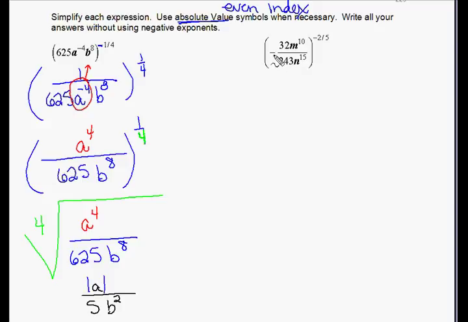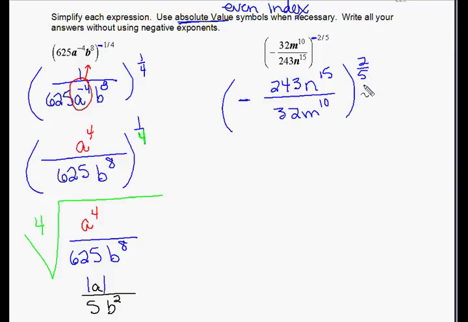Here's another example. Negative 32 m to the 10th divided by 243 n to the 15th, all raised to the negative 2/5 power. Well, I like to handle these negative exponents first, and those are reciprocals. This will still be a negative, but the 243 n to the 15th is now in the numerator, and the 32 m to the 10th is now in the denominator. The exponent is still 2/5. This is a negative number, not a negative exponent, so we'll leave that alone.